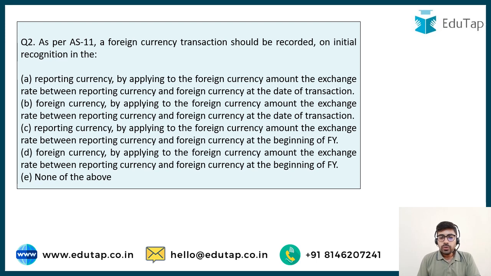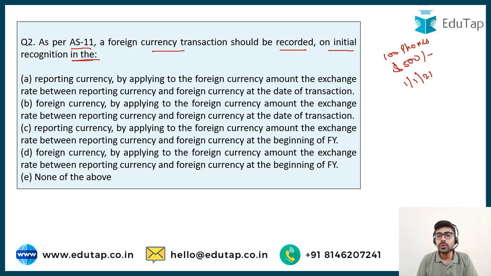Now moving on to the next question. As per AS11, a foreign currency transaction should be recorded on initial recognition in the... Okay, so this question is asking that when you enter into a foreign currency transaction, for example, we bought 100 phones at $500 each. On 1st Feb 2021, the exchange rate was $1 equal to how much? Rupees 60, we had assumed. Okay, so this was the case.